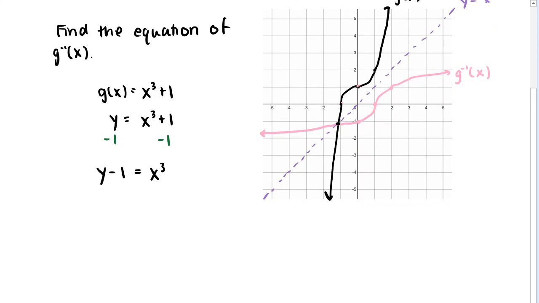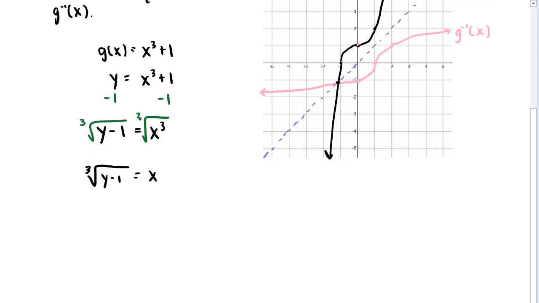And then, how do I get x completely by itself? I want a rule telling me what the value of x is going to be from y. Well, I would take the cube root of both sides to undo that cube. And so we get that the cube root of y minus 1 is equal to x. This is a rule that takes outputs of our g function back to inputs. And so this is really the rule for our g inverse function. This is g inverse of x is equal to the cube root of x take away 1.